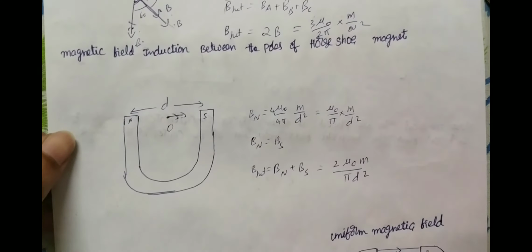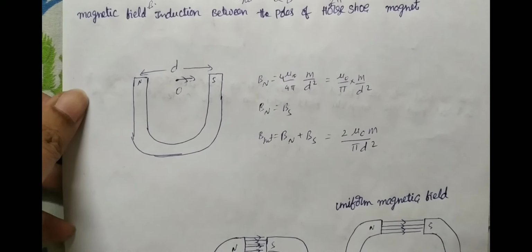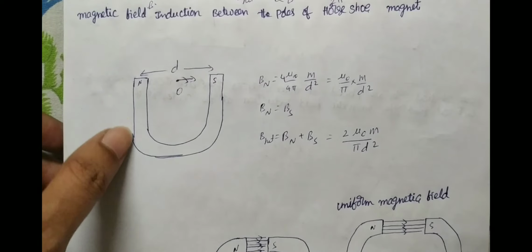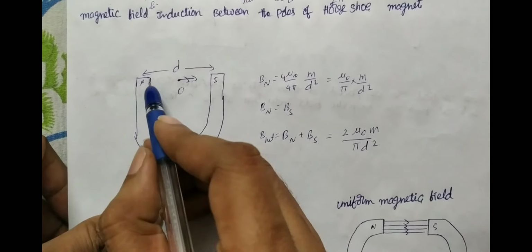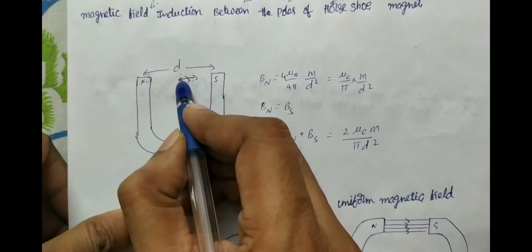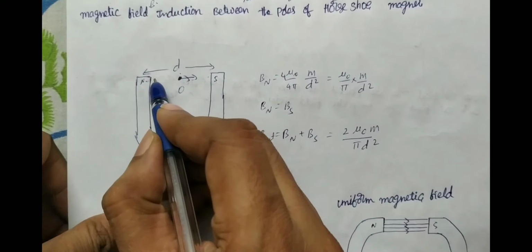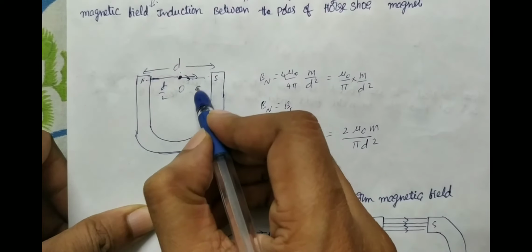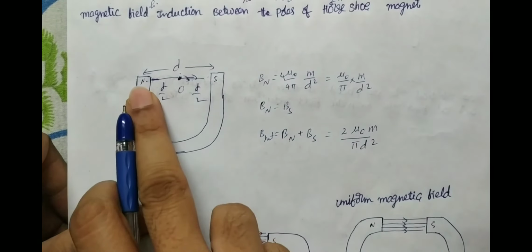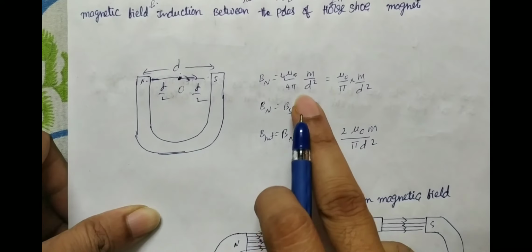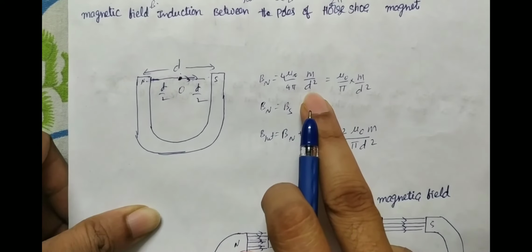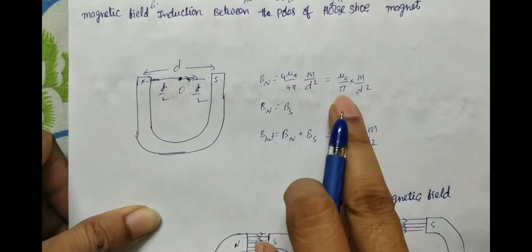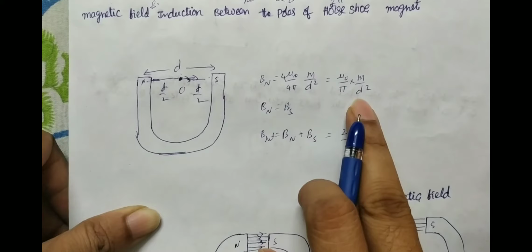Now another case: you can take a horseshoe magnet. The horseshoe magnet is bent, it will be like this. The distance between these two poles, you can take as d. What is the field induction at the center? From here to here the distance is d by 2, and from here to here also d by 2. Due to the north pole, what is the field induction? B is equal to mu naught by 4 pi, m by (d by 2) whole square, nothing but d square by 4, the 4 goes to the numerator and cancels, so mu naught by pi, m by d square.